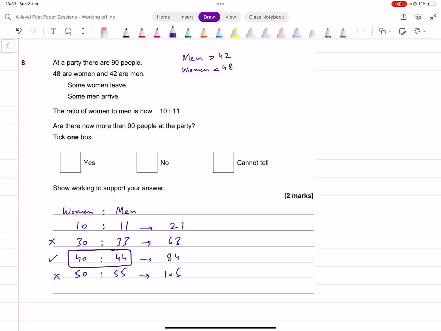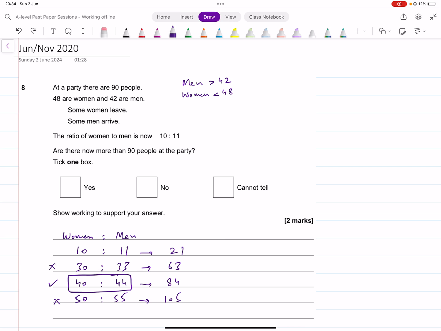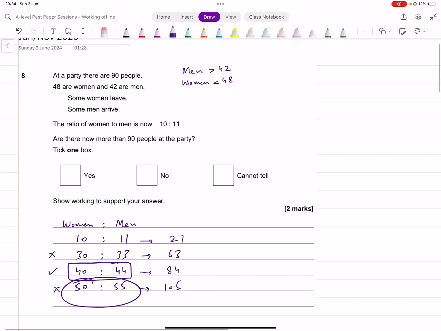If we take any other combination of any other total number, the number of men and women that we get are not going to be integers, right? The only integer possibilities that we get close to 90 are these. And it's clear that since the number of men has to be greater than 42, this one is not possible. The number of women has to be less than 48, so this is not possible. 40 and 44 satisfies both conditions. The number of women is less than 48, the number of men is greater than 42. So the total number has to be 84.